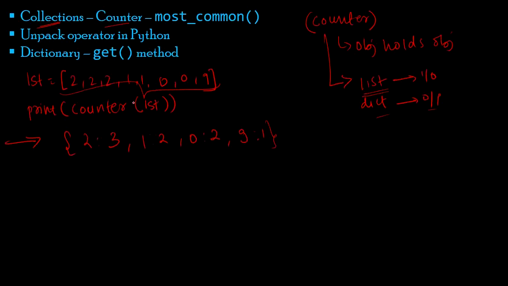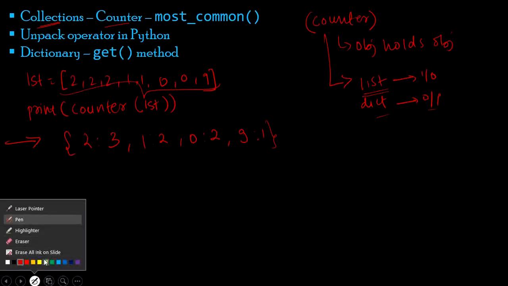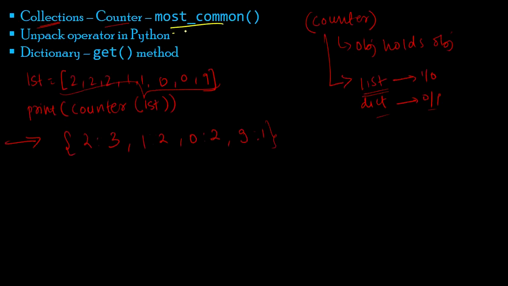Now let us talk about exactly what we're going to use in this program: the most_common function. This function is going to print the three most common characters present in this particular list. Here we will pass 3 as the argument, because we need the three most common characters.